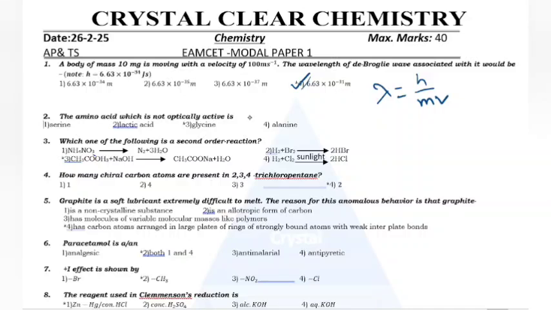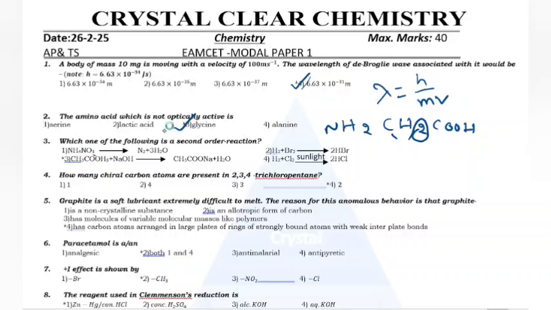Next one. The amino acid which is not optically active is? They're asking for the optically inactive amino acid, and if we consider the first amino acid, that is glycine, NH2CH2COOH, this carbon is not a chiral center because there are two hydrogen atoms. In all other amino acids, one of the hydrogens is replaced by other substituents, hence they are optically active. But the only optically inactive amino acid is glycine, right?